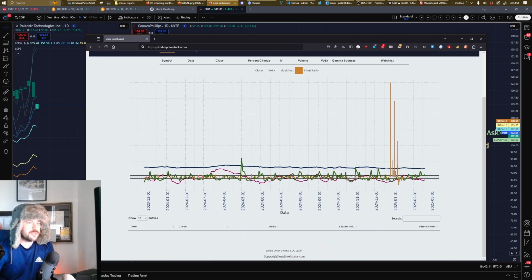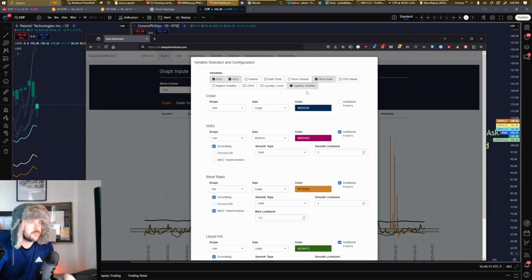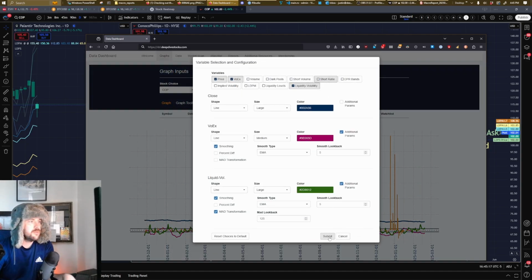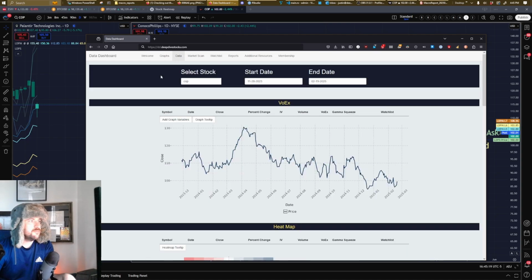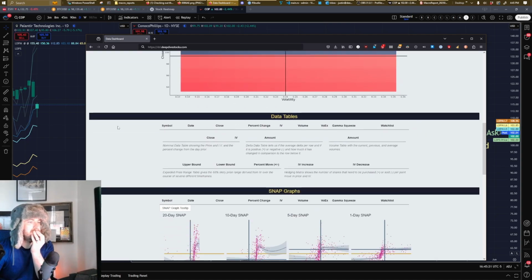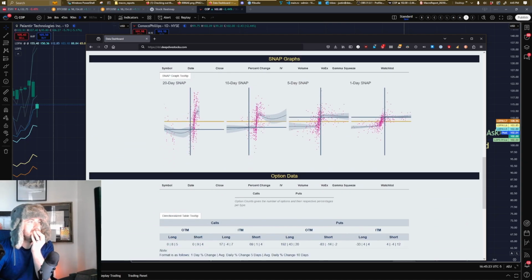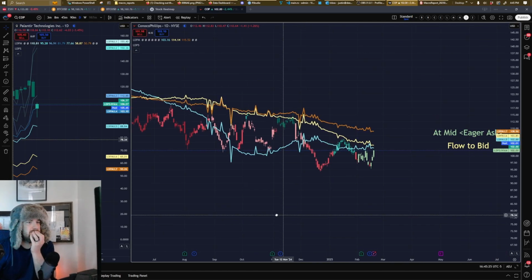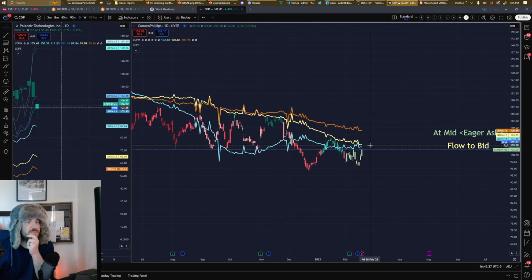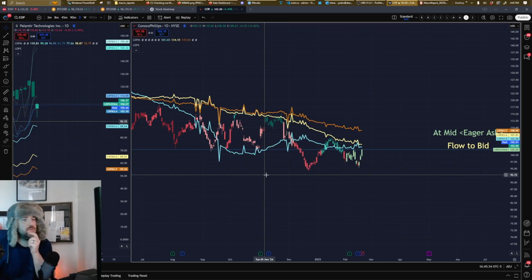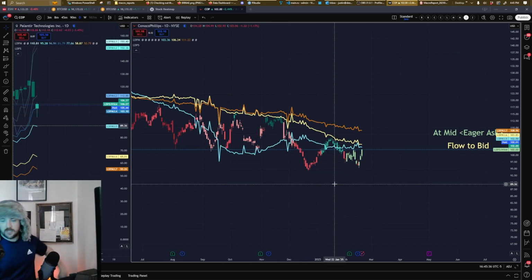Did my short ratio skyrocket? Oh, is there a little bug with the short ratio? But yeah, I would expect movement above 102-ish seems, I don't know, unlikely.